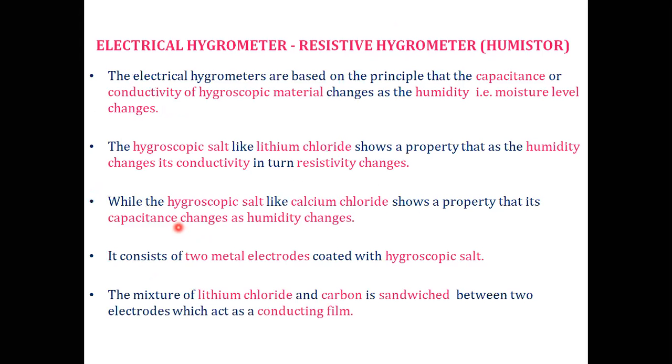First one, electrical hygrometers, that is a resistive hygrometer. We can call this a humistor instrument. The electrical hygrometers are based on the principle that the capacitance or conductivity of a hygroscopic material changes as the humidity, that is moisture level, changes.